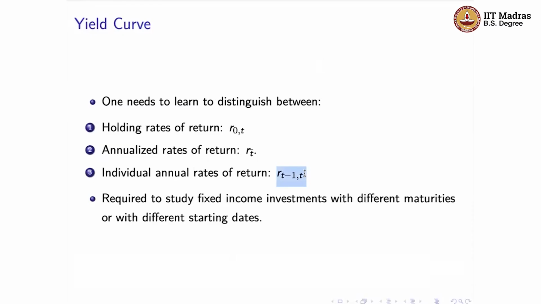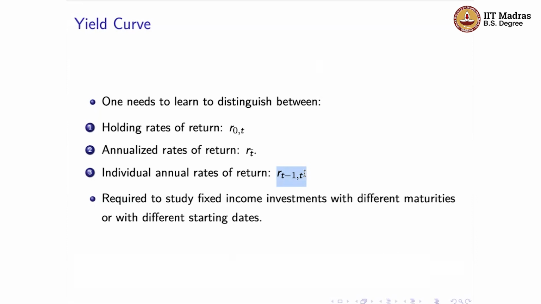And the reason why we have them is because we want to understand these different fixed income investments such as bonds that we see, which may have different maturities, right? Some may be very short term, some may be long term, or they may even have different starting dates, right? So you may have a 1 year bond which is issued today and which pays out next year. Or you might have a 1 year bond which is going to be, let's say, issued 5 years down the line and is going to pay out in year 6, right?